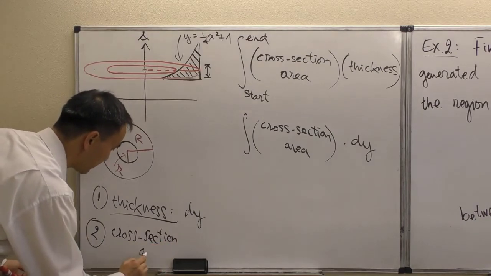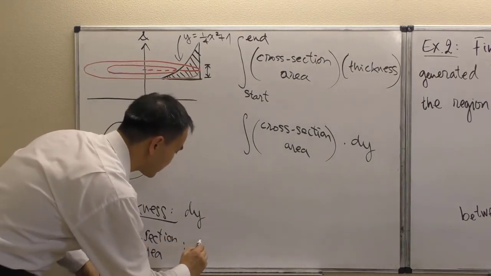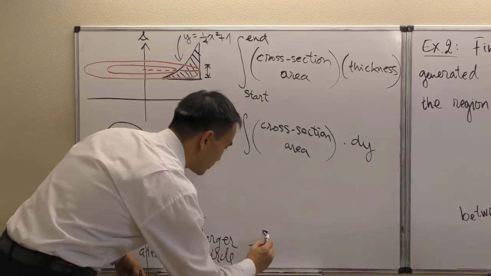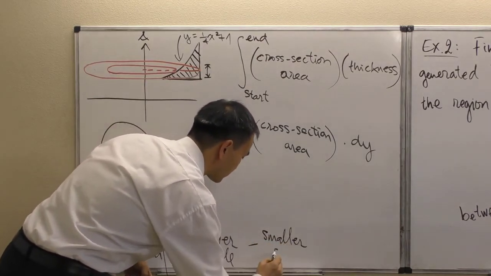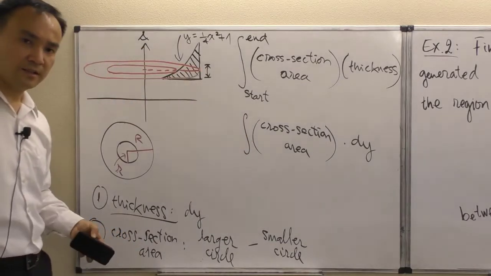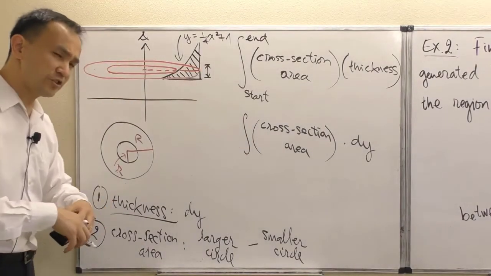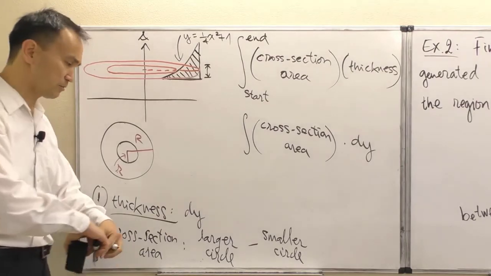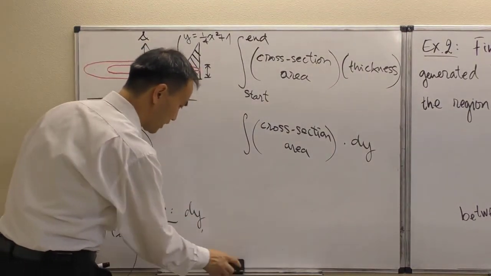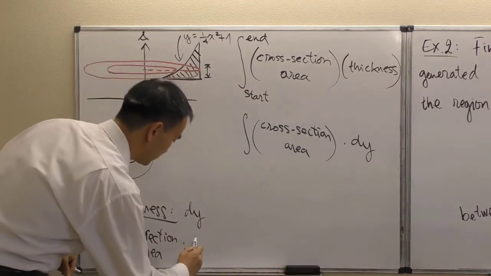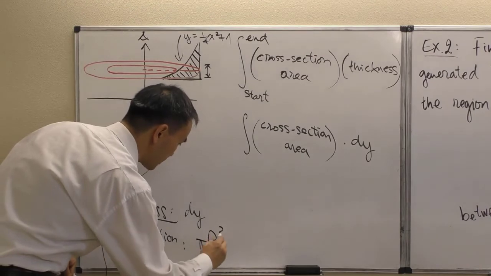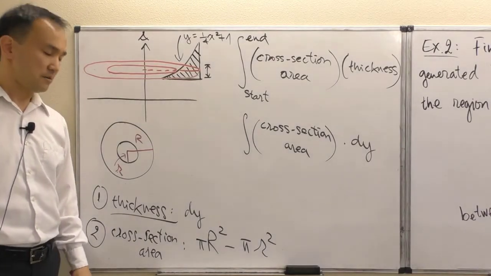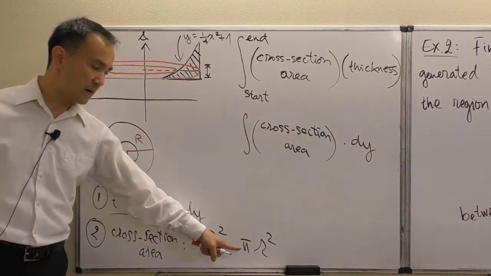For cross-section area, here's how we're finding it: larger circle minus smaller circle. That's what it is. And when I say larger circle minus smaller circle, I mean the area of the larger circle minus the area of the smaller circle. Mathematically speaking, that becomes pi big R squared minus pi small r squared.